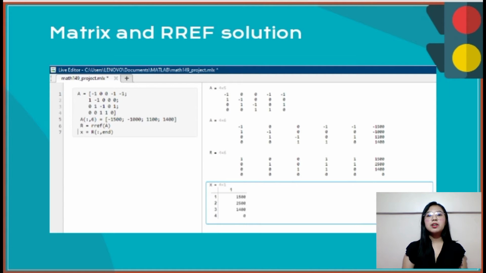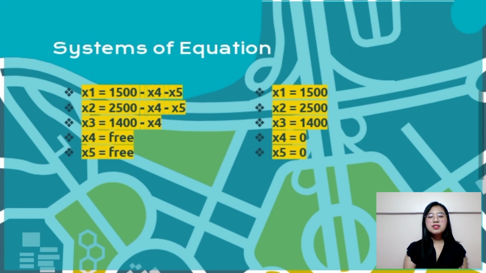This is the screenshot from our MATLAB. We can see here our augmented matrix in the process of solving our matrix system. This is the system of equations in problem 3. The first part is what we can get using the Gauss-Jordan method. As we can see, the values of x4 and x5 are free, which means this problem is dependent because we do not have the exact values of x4 and x5.